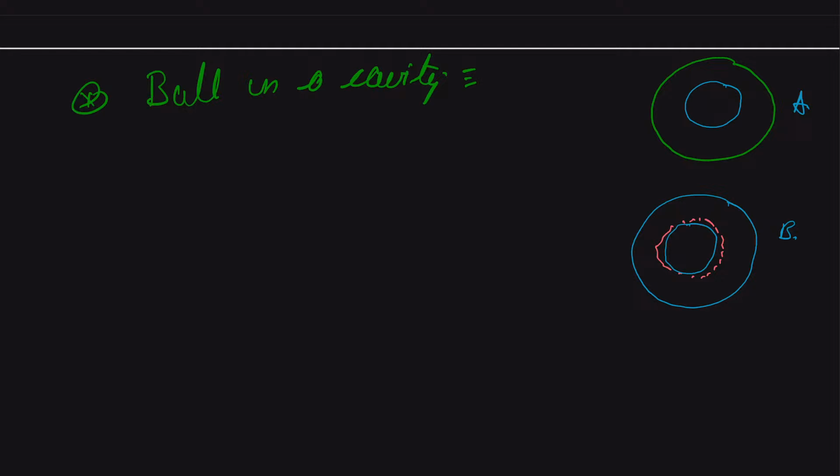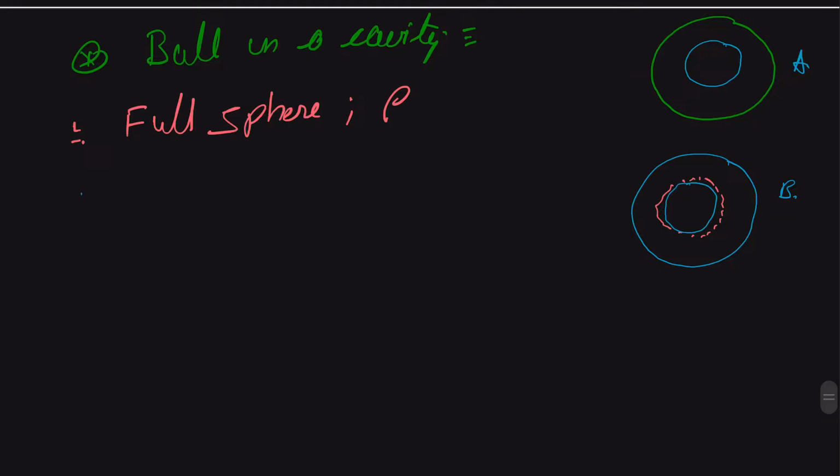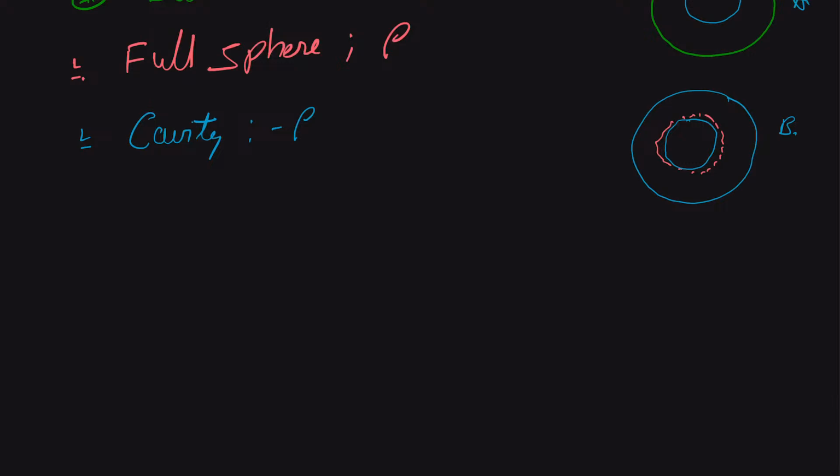So let us say that we have a full sphere whose charge density is rho, and then we have a cavity, and that cavity we know is going to have a charge density of minus rho, and in that cavity we are going to place the ball.